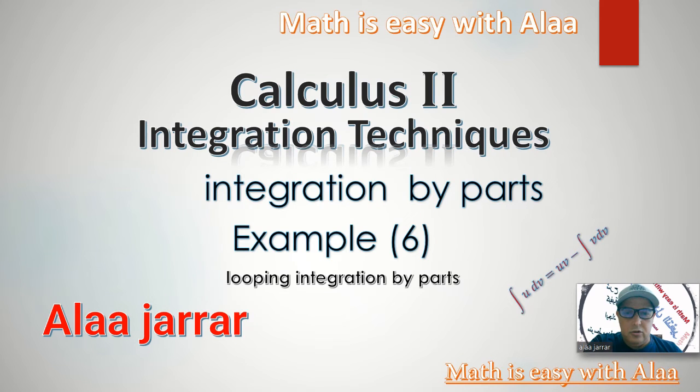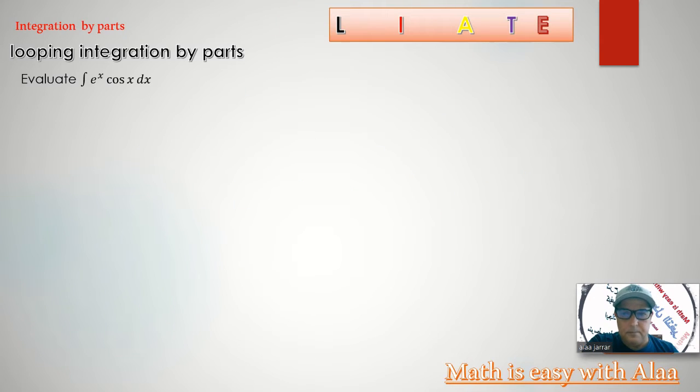We will continue with integration by parts, example 6. Looping integration by parts. Let us take this example. Evaluate the integral of e^x cosine x. By the list, we know that the end of this list is T and E, and they are in the same order.